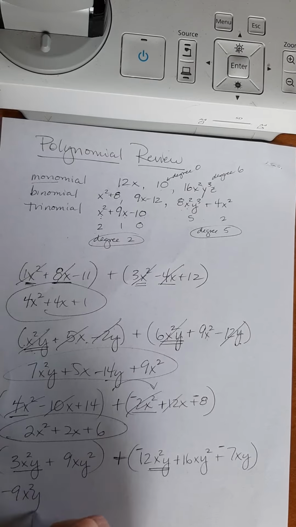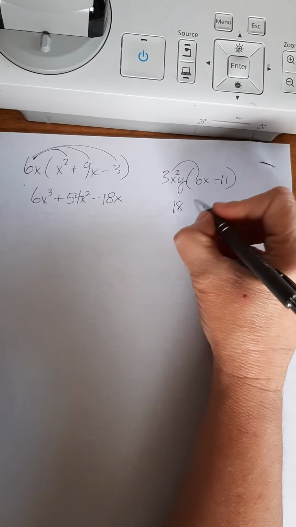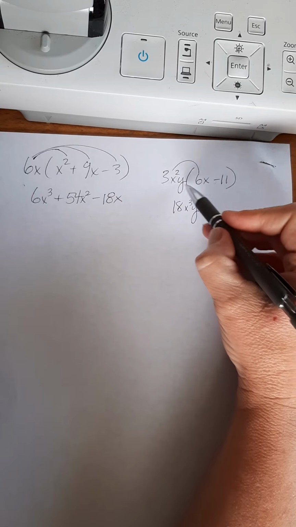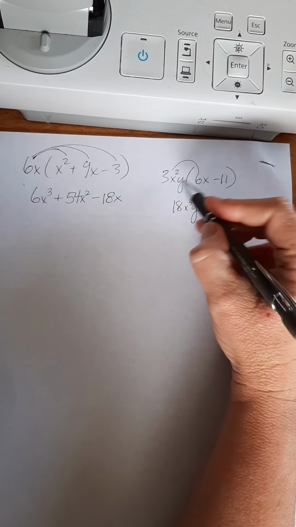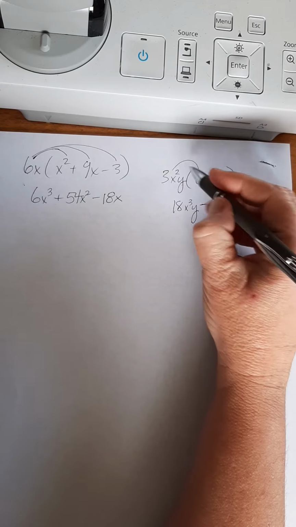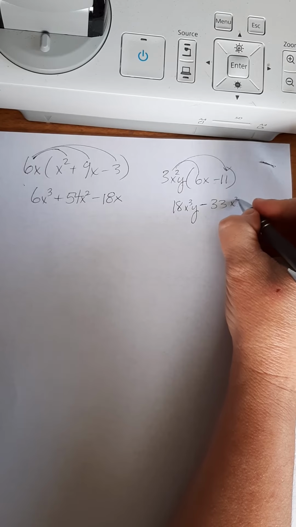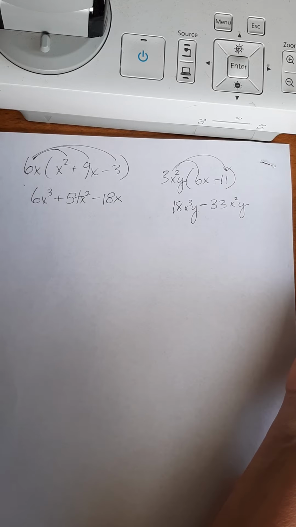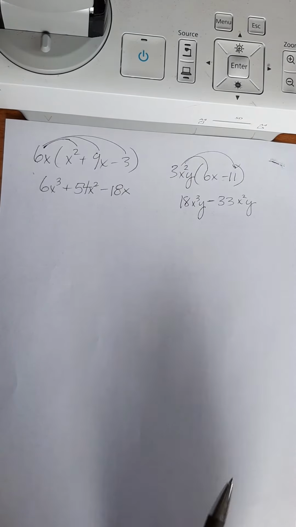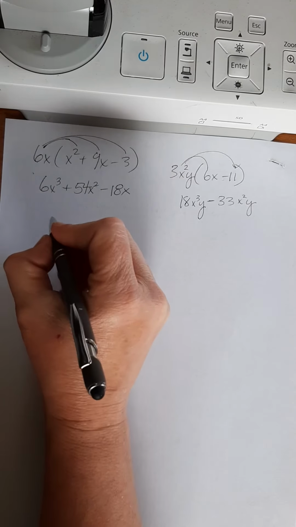There's nothing else you can do with that. So you're done. Let's say we'll make it a little messier. Something like this. Monomial by binomial. Distribute. So 18, 3 x's and a y, minus 33, 2 x's and a y. So just be careful on those. But if it's a monomial, that's it.